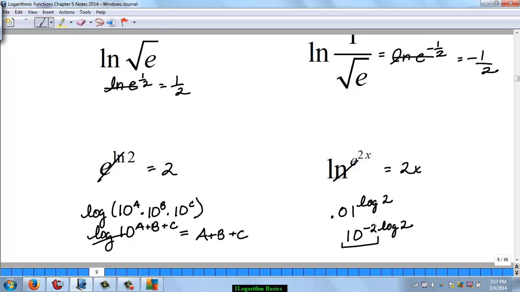What rules can I use? Well, I can bring this up here and write this like this. 10 to the log, using the log rule of exponents, 2 to the negative 2. Now I can say thanks for playing. My answer is 2 to the negative 2, or 1/4.